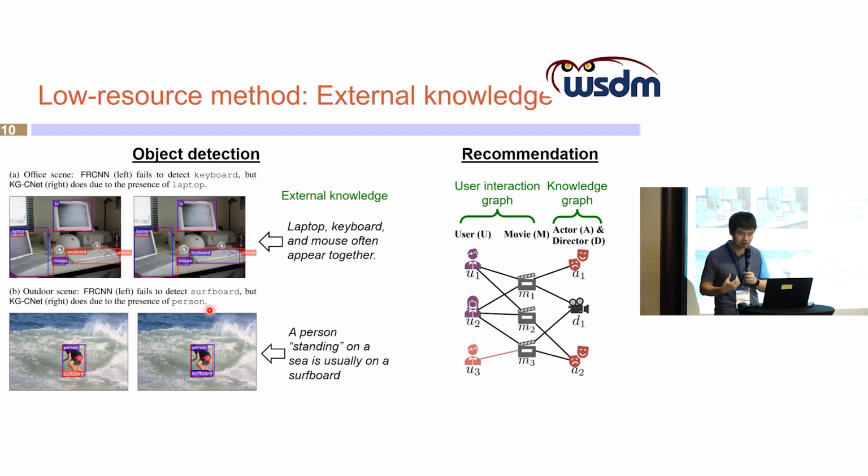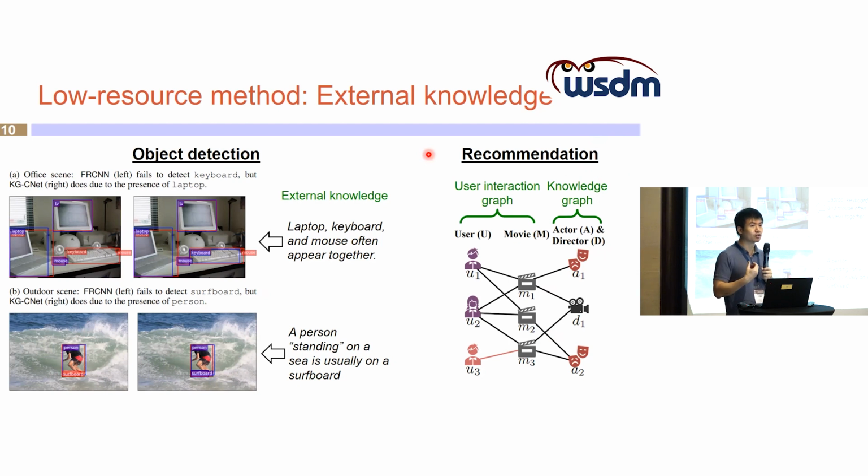Another common example is in recommendation. In typical recommendation, we only have user interactions, which user bought which items, or watched which movies in this case. But we can also bring in a knowledge graph here. So we can connect these movies to their actors and their directors, and potentially these actors and directors also have other relationships between them. So with this additional help from the knowledge graph, we can also improve the performance.